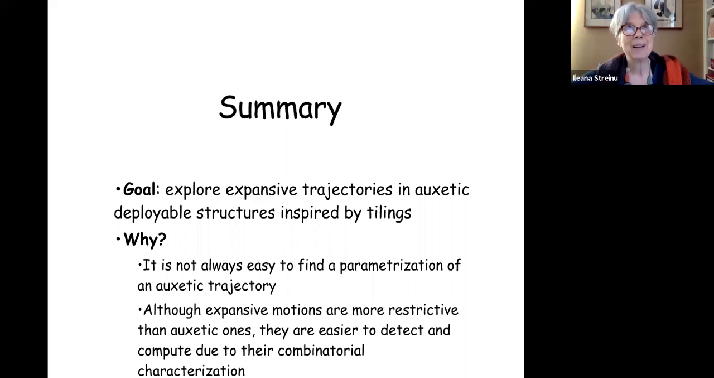That would be the kind of thing that will be the thread through my talk. And why is that? Number one is that we may have seen parametrizations that actually give auxetic trajectories in such frameworks that have many degrees of freedom. The problem is not easy to find them. It would be wonderful, but it's not always easy. And although expansive motions are more restrictive in the sense they impose more conditions than auxetic ones, they are easier to detect and compute because they have a combinatorial characterization. So let's see how useful they can be.